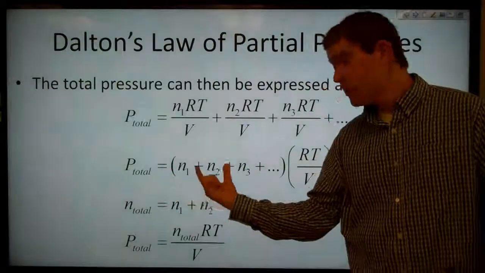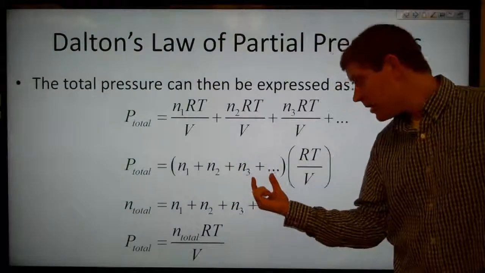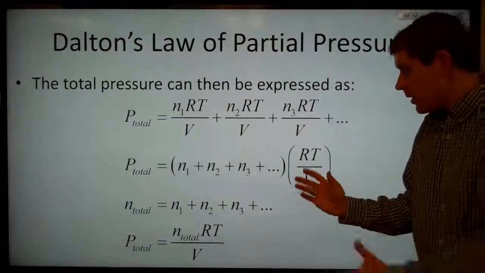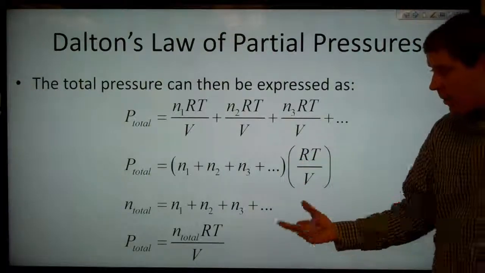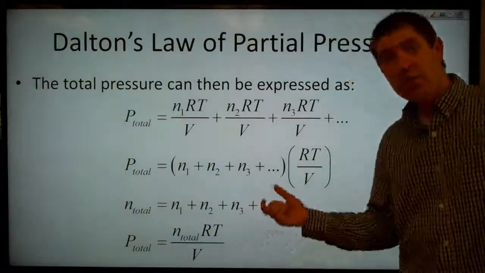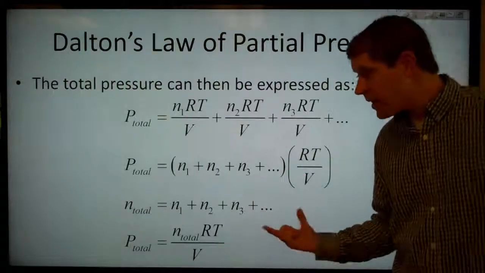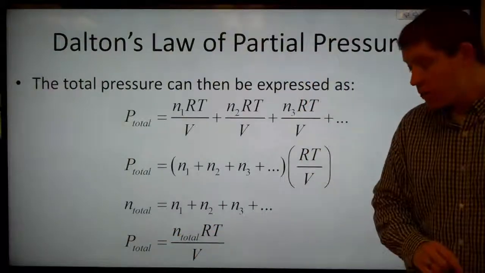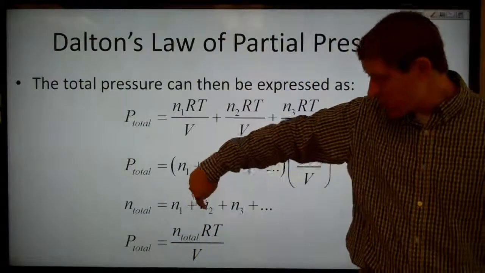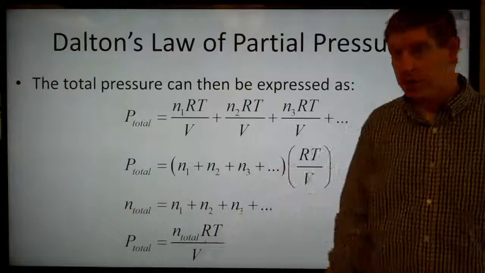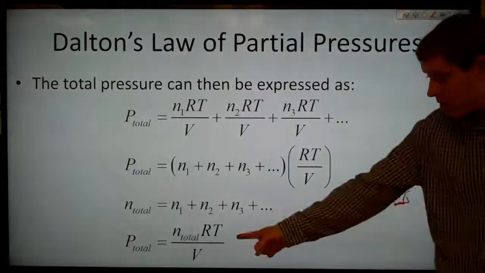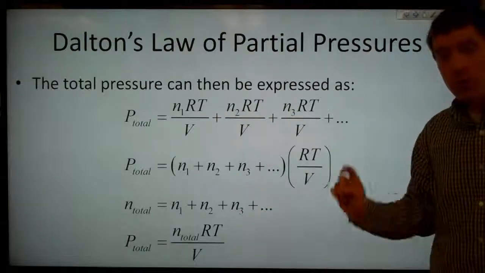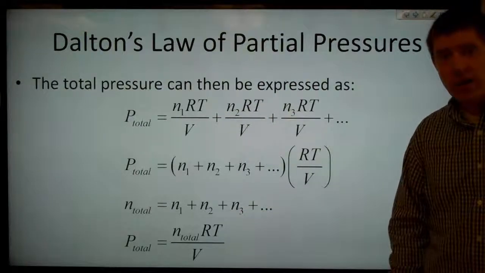The total pressure is equal to n1 plus n2 plus n3 plus and so on for however many components you have, times RT over V. Well, n1 plus n2 plus n3 and so on is just the total number of moles, so that's n total. That means that P total, the total pressure, is equal to the total number of moles times RT over V, which basically means that the whole system follows the ideal gas law, just like each individual part of the system follows the ideal gas law.